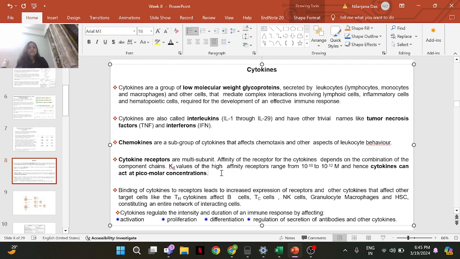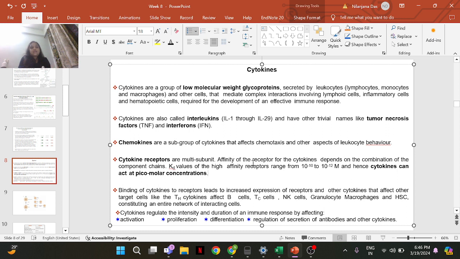So in case of cytokines, as with B cell and T cell receptors, there are also cytokine receptors which interact with these cytokine molecules. The affinity of the receptor for the cytokines depends on the combination of the component chains. As you all know, the receptors are protein molecules and they will be composed of different kinds of chains. Like, as I already told, alpha, beta, gamma, delta. These are the four chains which will comprise the T cell receptor.